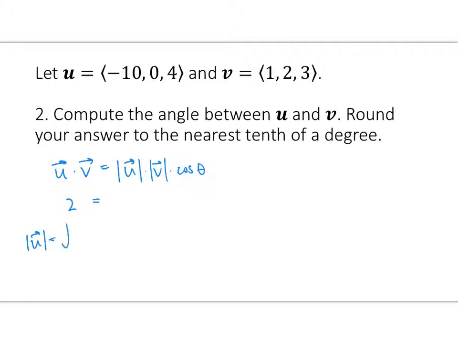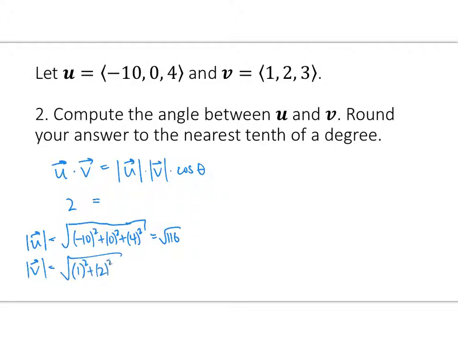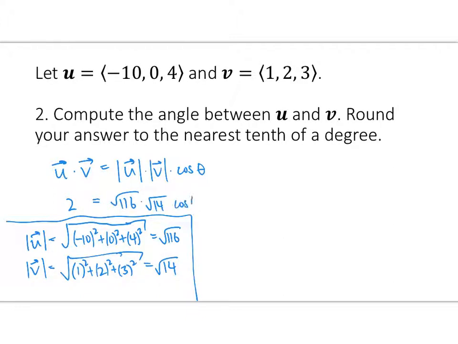The length of a vector is just the square root of the sum of the squares of its components. So negative 10 squared plus 0 squared plus 4 squared. That's going to be the square root of 116. And then the magnitude of v is similarly the square root of 1 squared plus 2 squared plus 3 squared. That's going to be the square root of 14. And so that means that we've got 2 equaling the square root of 116 times the square root of 14 times the cosine of theta.